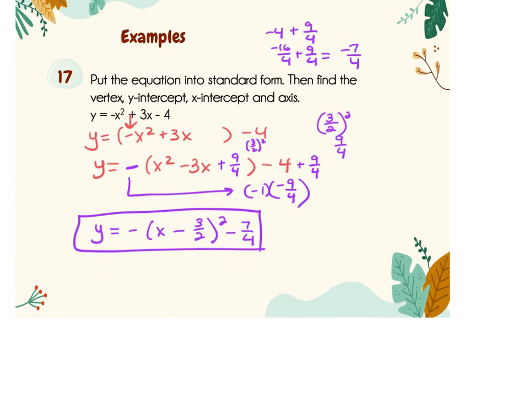So this parabola changes because it's pointing downward. The vertex is positive 3 over 2 and -7/4. The axis of symmetry is x equals 3/2. My y-intercept is (0, -4), and I know that from plugging in zeros to my initial equation. Now let's look at our x-intercepts. That first one is not factorable.